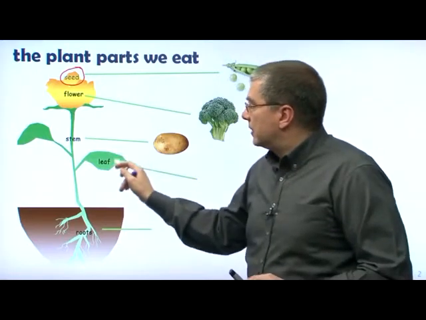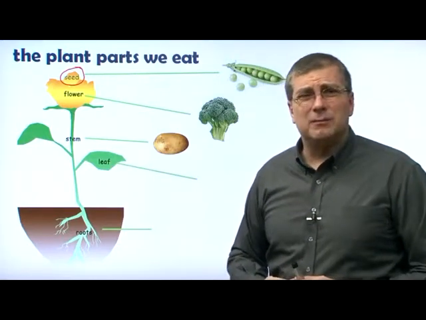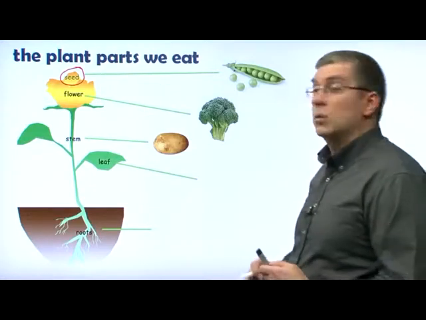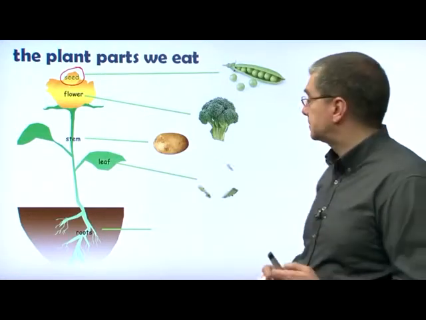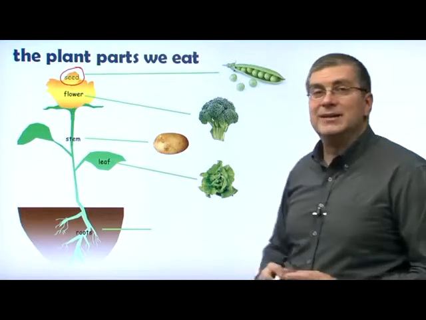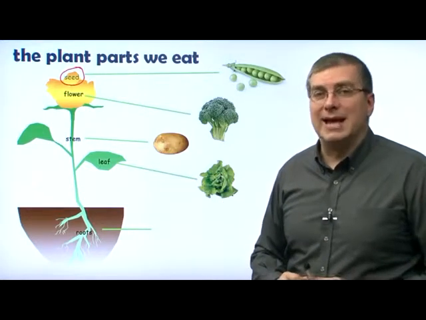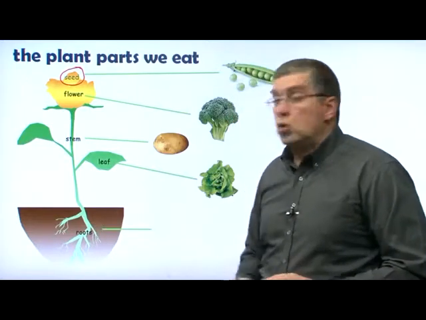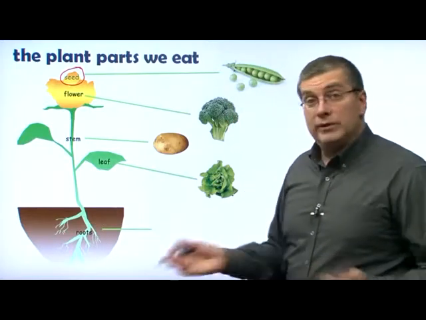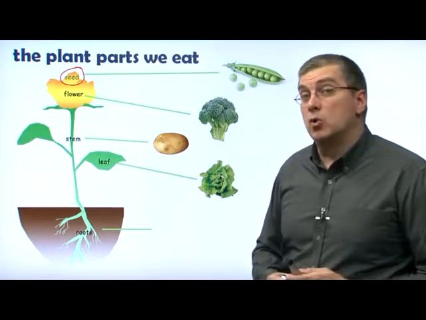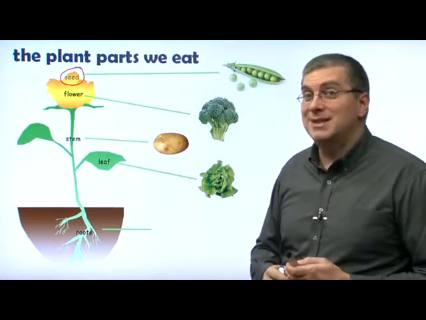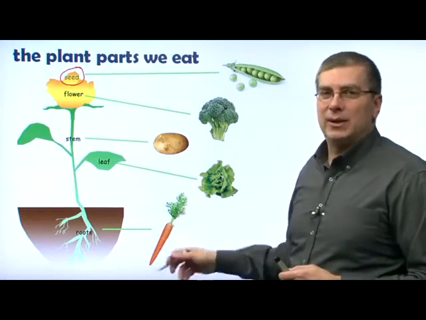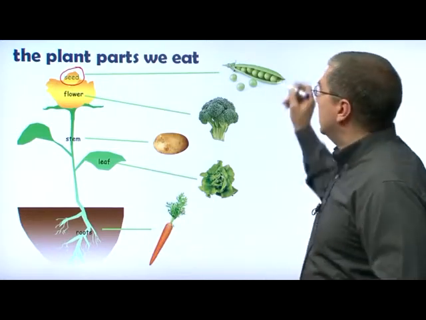What about leaf? Do we eat leaves of plants? Yes, you bet. We do eat leaves of plants. What is an example of that? Our example is lettuce. Okay? Finally, we have roots. The roots of a plant. What do we eat? What's an example of a root that we eat? Very common. Tangun, right? Of course, it's carrot. So let's review very quickly.